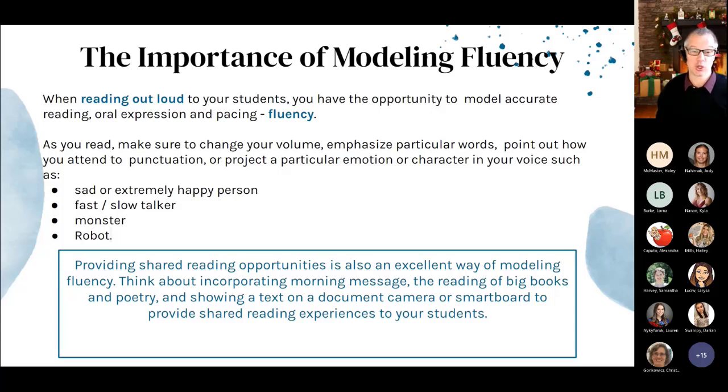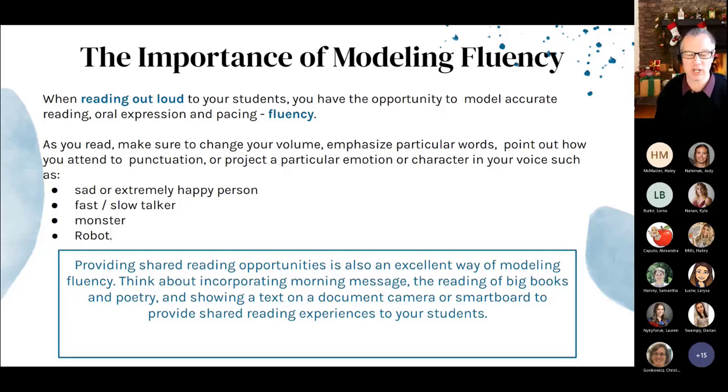So as you read, make sure that you are also being very strategic in what you're showing them. So you're changing your volume, you're emphasizing particular words, you're pointing out how you attend to punctuation. If there's an exclamation or a question, how our intonation goes up or speeds up. And then you project a particular emotion on a character as your voice, if you're reading sad or happy or fast or slower, or pretending you're a monster or a robot.